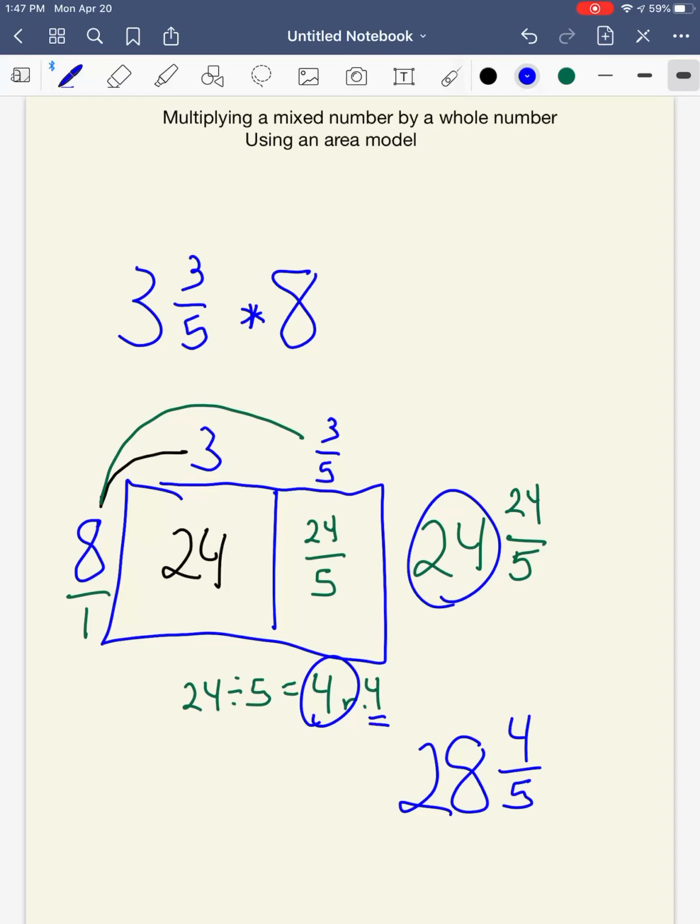Okay, so that is a way to use an area model to multiply a mixed number and a whole number. I hope that helped, and you know what, if you prefer to use improper fractions, then use that. Both are mathematically sound, both are great ways to do it, and will get you to where you need to be. So thank you for watching.